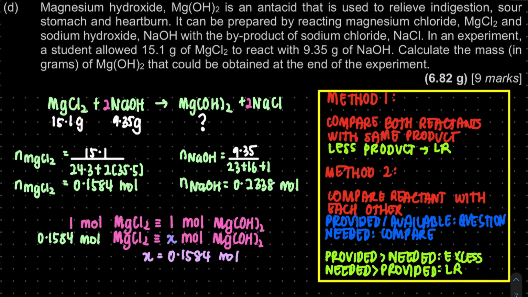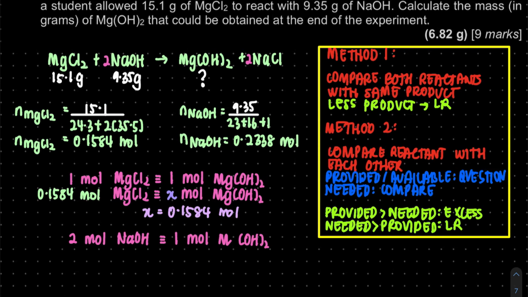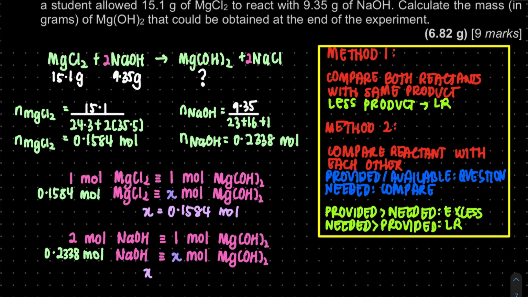Next, I'm going to compare the second reactant, sodium hydroxide, with the same product, which is magnesium hydroxide. We know the number of mole of sodium hydroxide is this one. So I substitute: 2 mole of NaOH is actually 0.2338 mole. The mole of Mg(OH)2 is the unknown value. When you do the cross multiplication, you will get the value to be 0.1169 mole.